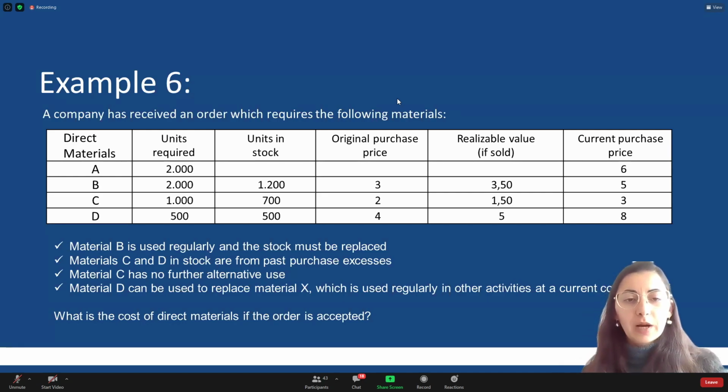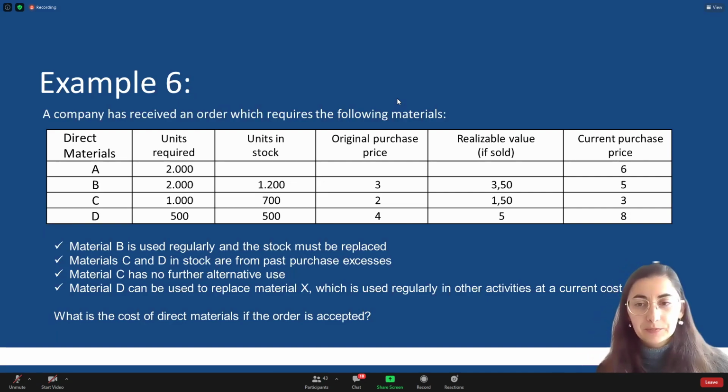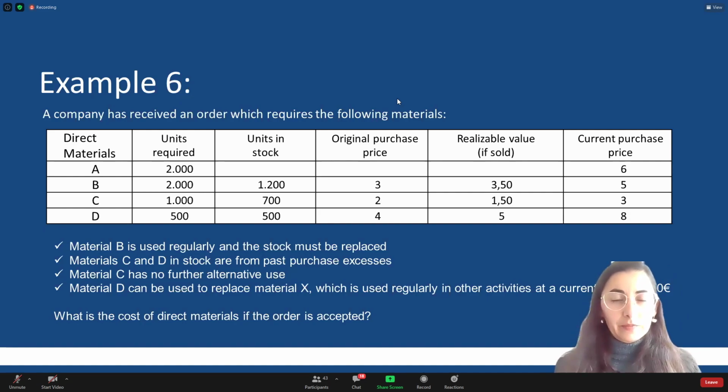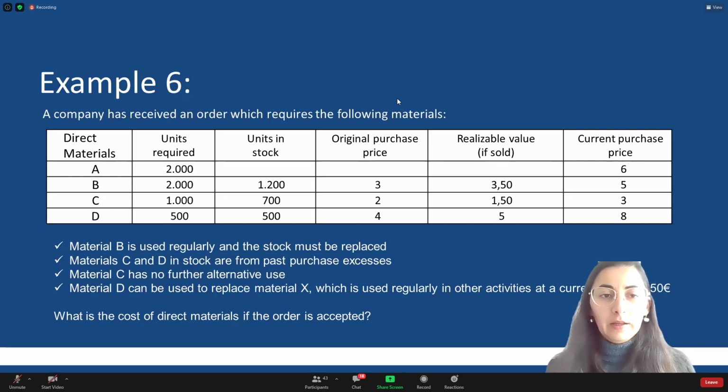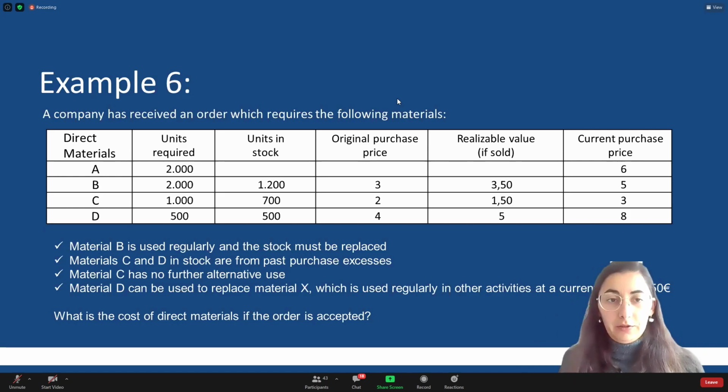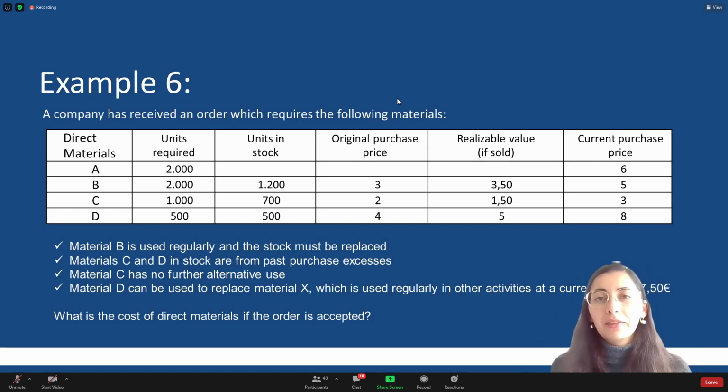And material B is regularly used and the stock must be replaced. Does that mean we can't just buy 800 units? Do we have to buy 1,200 again? So we need 2,000, and we have 1,200 in stock. So the 800 we have to purchase, right? Yeah. Okay, so this is clear for everyone.